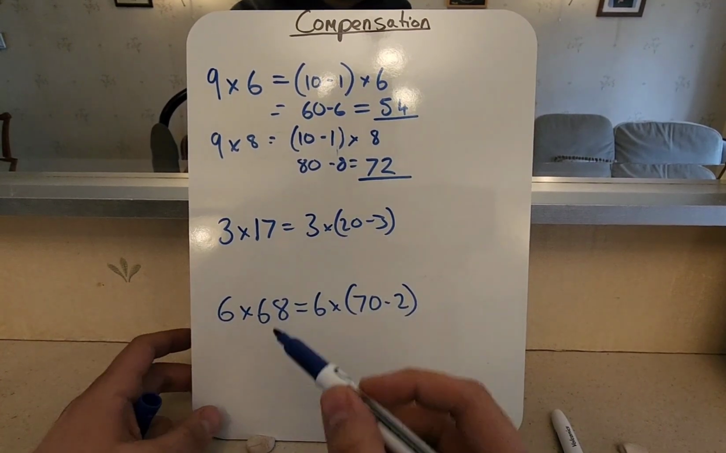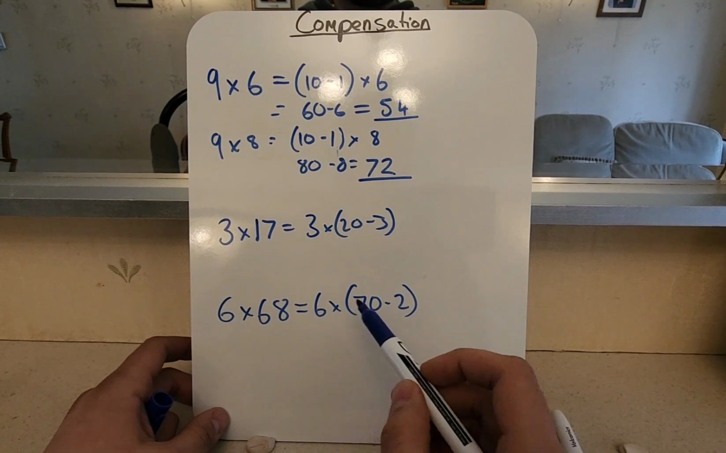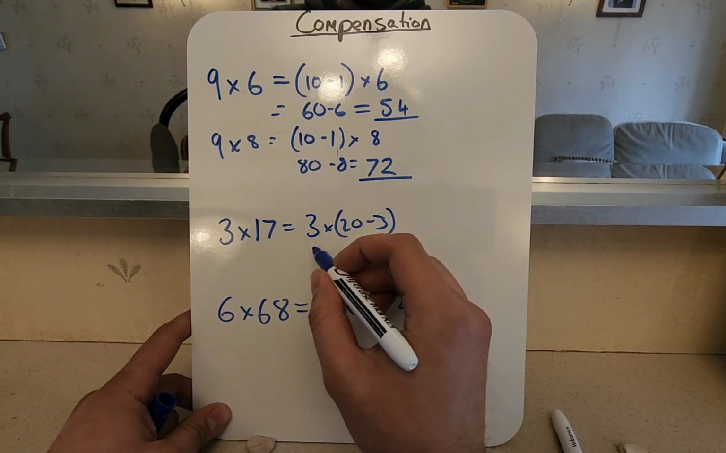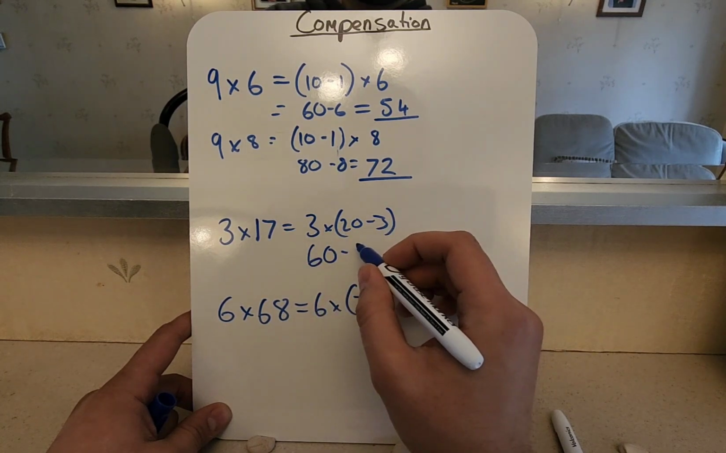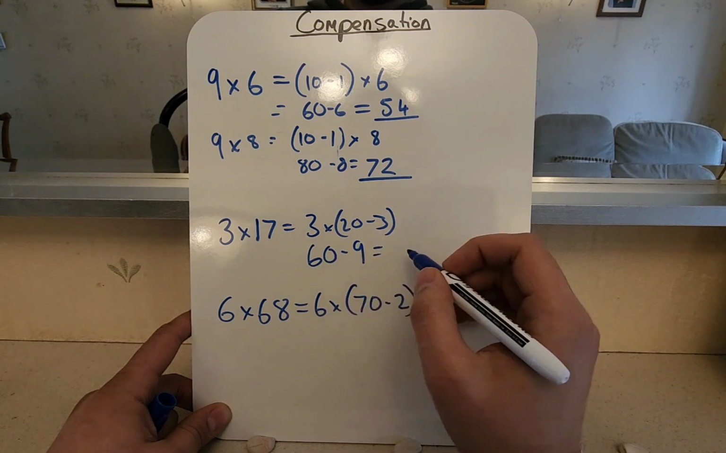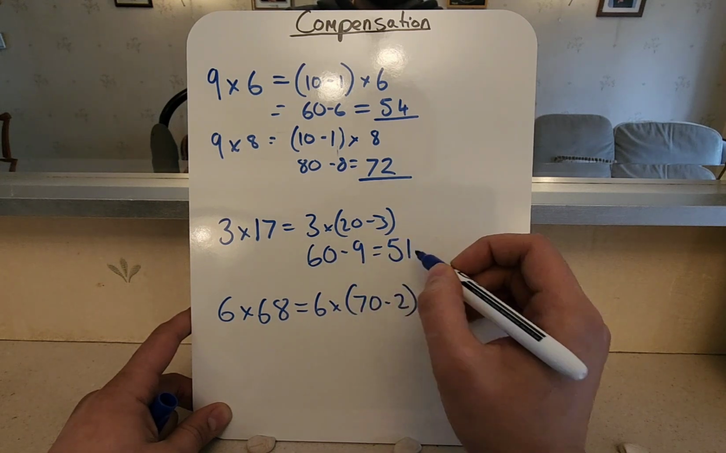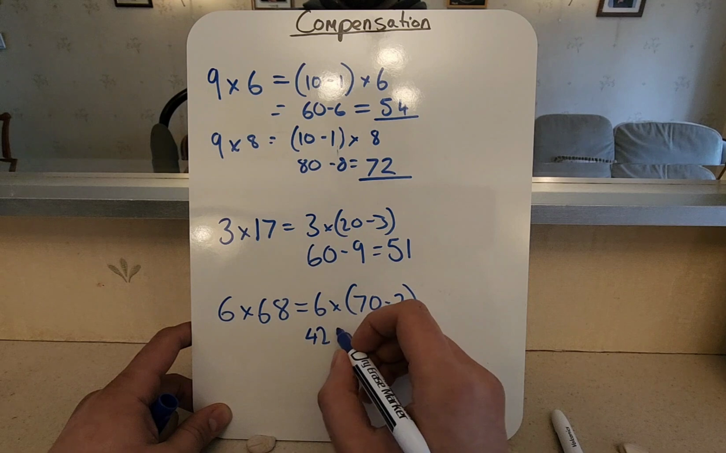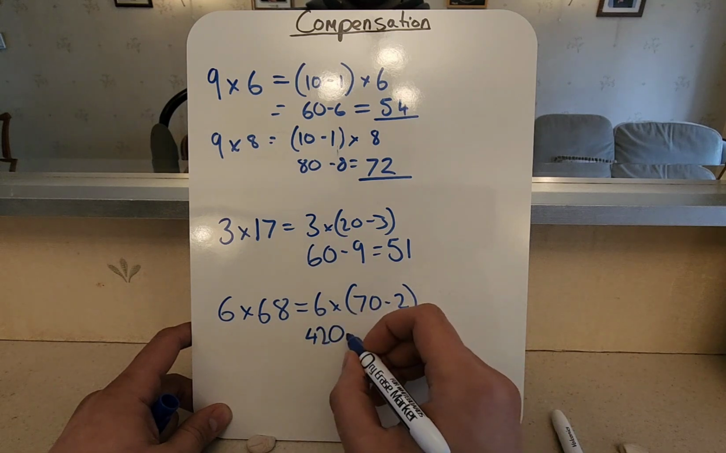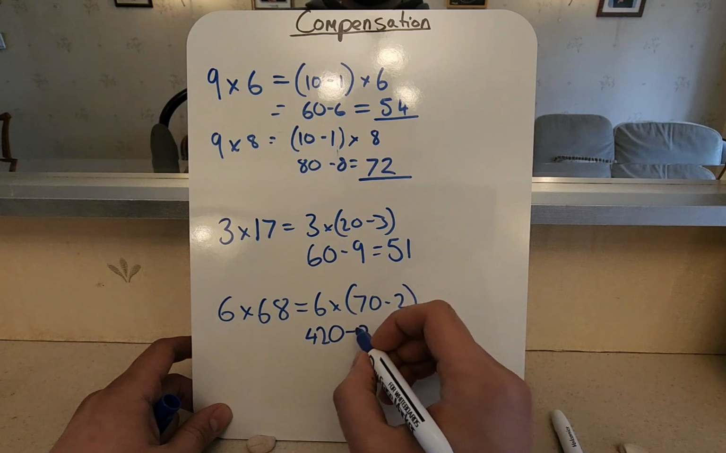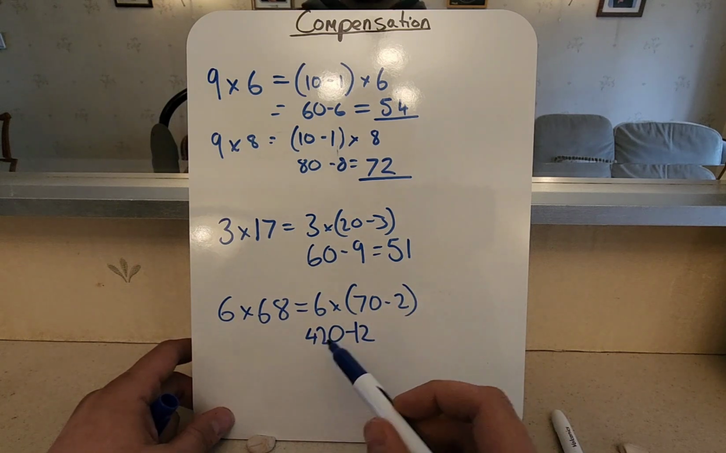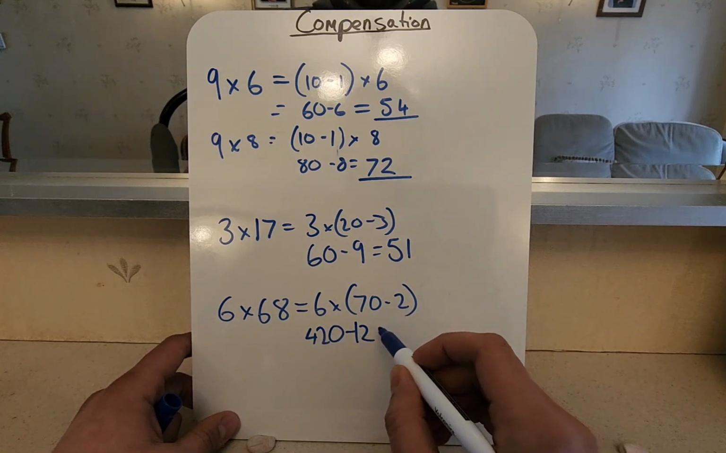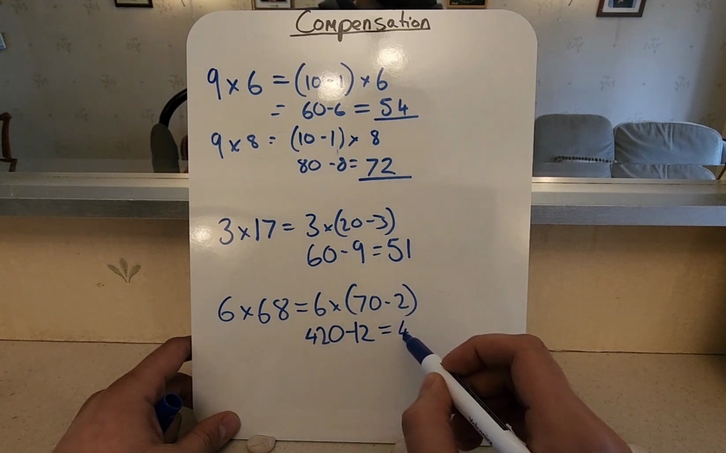So here we go. I split 17 into 20 minus 3, and 68 is represented as 70 minus 2. Let's go ahead and do 3 times 20, 60, minus 3 times 3 is 9. What's my answer going to be? 51. 6 times 70, well, 6 times 7 is 42. We'll put a 0 on the end. 6 times 2, there we go, getting ahead of myself there. 6 times 2 is going to be minus 12. So 420 minus 12 is going to give me 408.